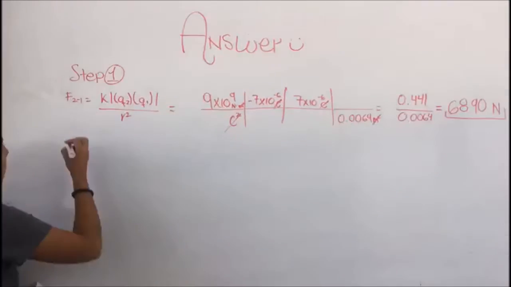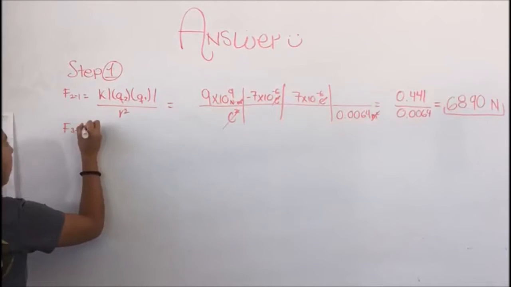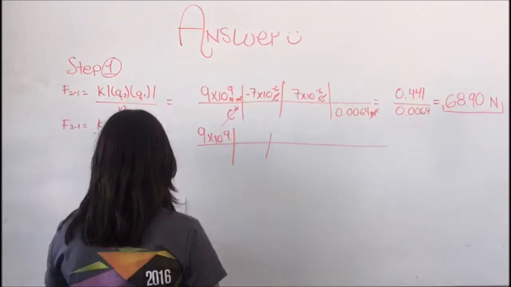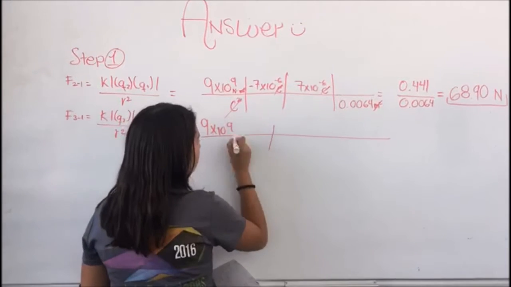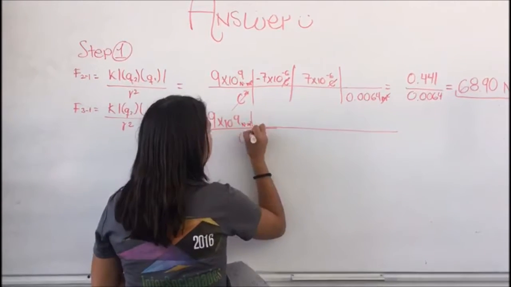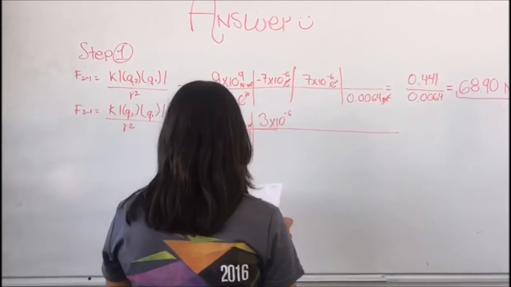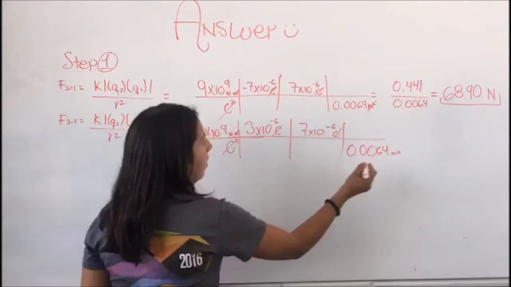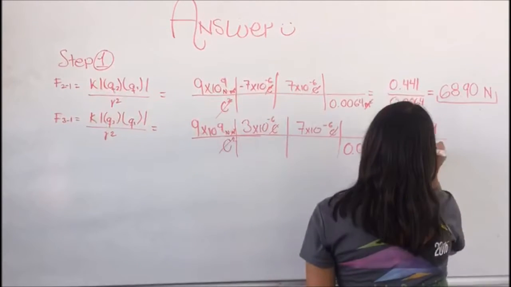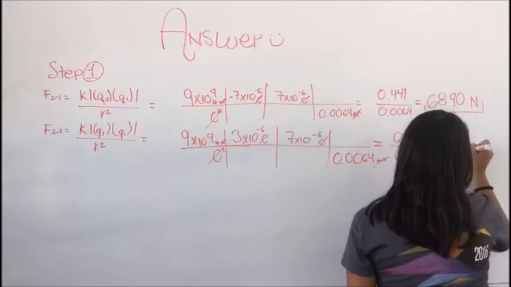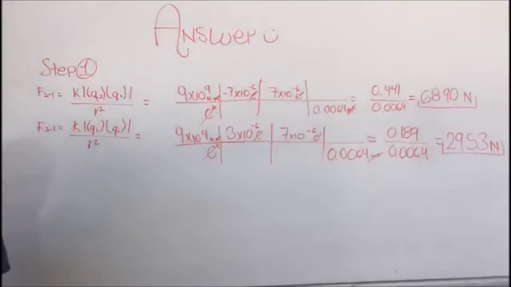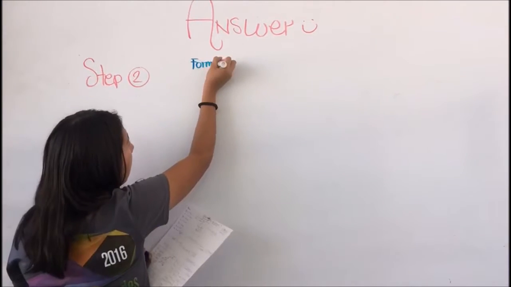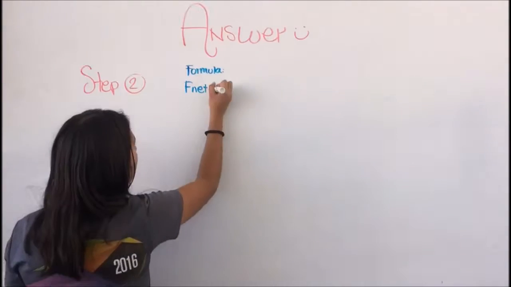And then to get F 3 to 1, we're going to multiply 9 by 10 to the 9 by 3 by 10 to the minus 6 and by 7 by 10 to the minus 6. We cancel the units, and the result we are going to divide by 0.0064, and the result is 29.53 newtons.